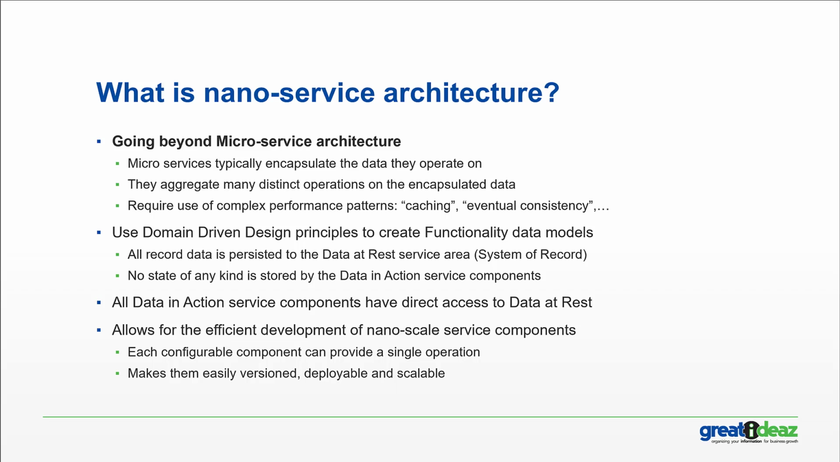Now, within Great Ideas Trellis Spark, the idea is that we want to put all of the data in that domain inside our data at rest service area. And that will be our system of record for all HR information. And what we want to make sure is that there is no state of any kind in any of our data in action service components. So that means that worker records are never in a service. They're always in the data at rest.